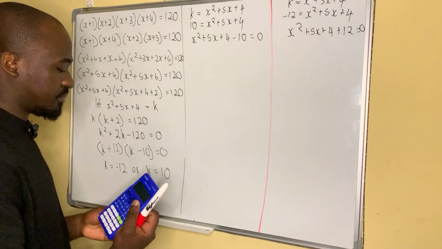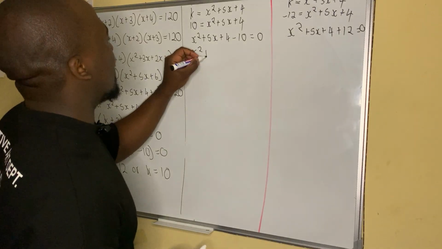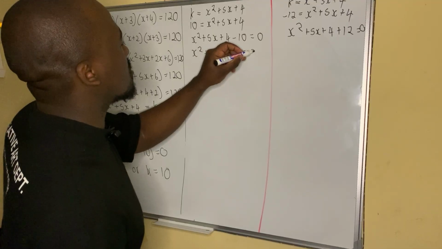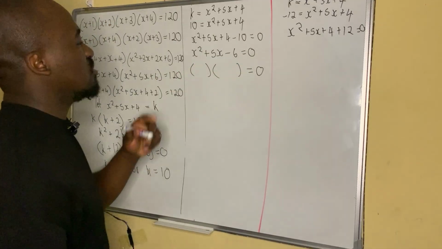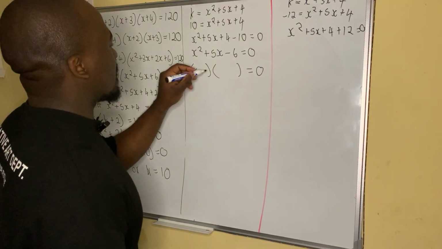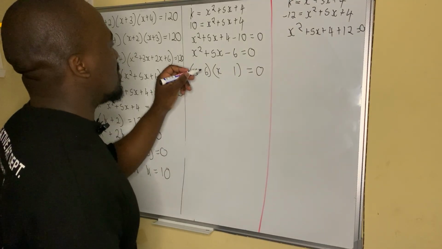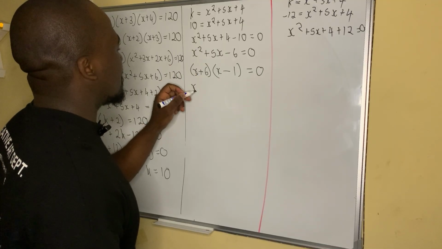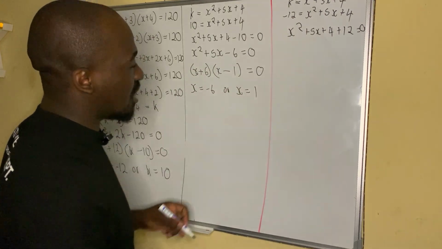Now, what do we have? Here, we have x squared plus 5x plus 4 minus 10, which is x squared plus 5x minus 6, equals 0. Then we factorize this one. Even here, I'm going to show you how to factorize this. Here we have 6, so we want 5. We can use 6 and 1, so that in order for us to get positive, we can do this. Then our x can be equal to negative 6 or x equals 1.